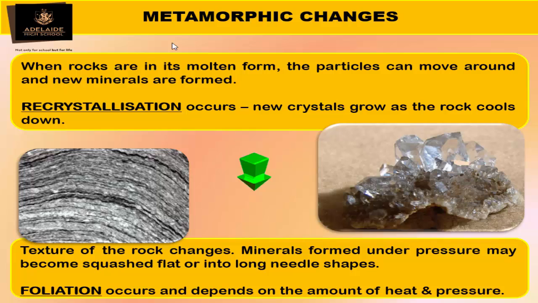And what do we see in the changes here? Do you see recrystallization? Do you see foliation? You have actually heard about these words before, so you don't have to really copy it, although you have the green arrow here. But what I'm trying to say is the changes that you see in the rock are recrystallization, which is new crystals that grow on the rocks as soon as it cools down. And the next is foliation. Foliation is actually the bending of those sedimentary layers into a much more intense form. All right, and this depends on the amount of heat and pressure.